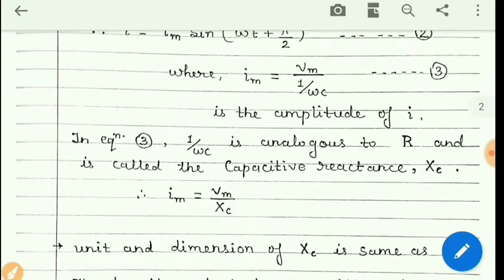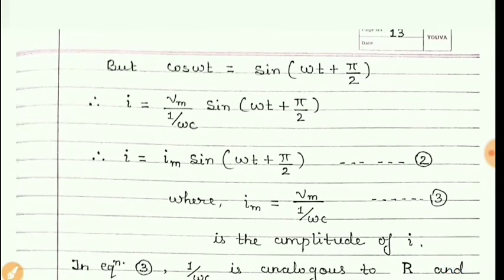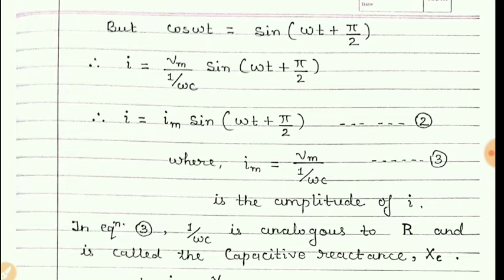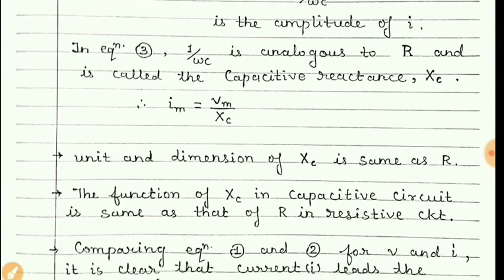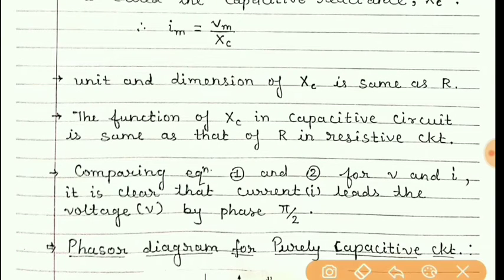Remember students, in case of inductor, here in this equation it was minus pi by 2, here it is plus. So as it is plus, current leads the voltage. If it is minus, then current will lag the voltage.